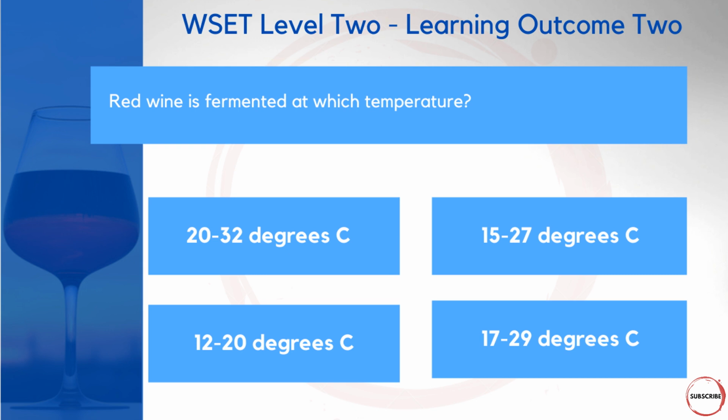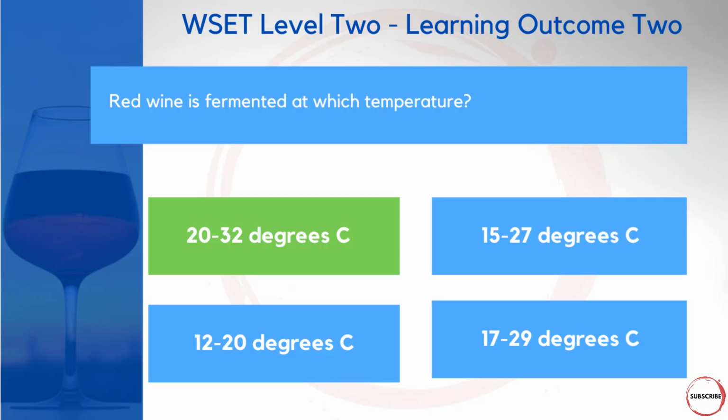Now, on average, red wine is fermented at which temperature? Is it 20 to 32 degrees? Is it 15 to 27 degrees? Is it 12 to 20 degrees? Or is it 17 to 29 degrees? This really is a classic type of question. I think I got asked this one myself during my exam.